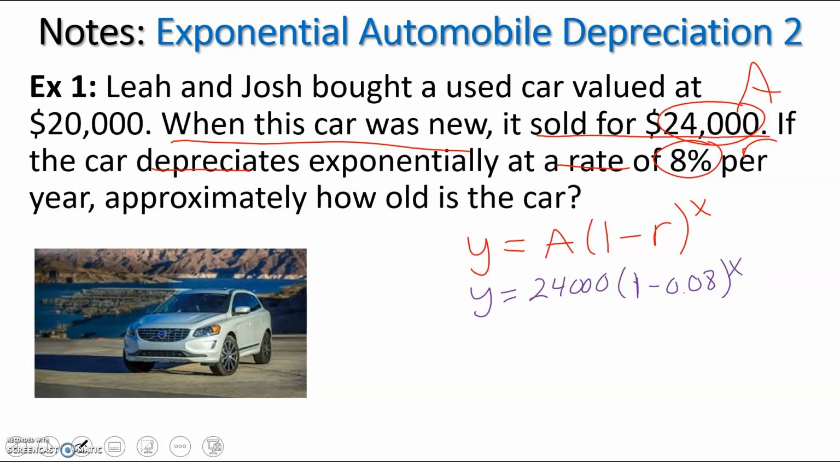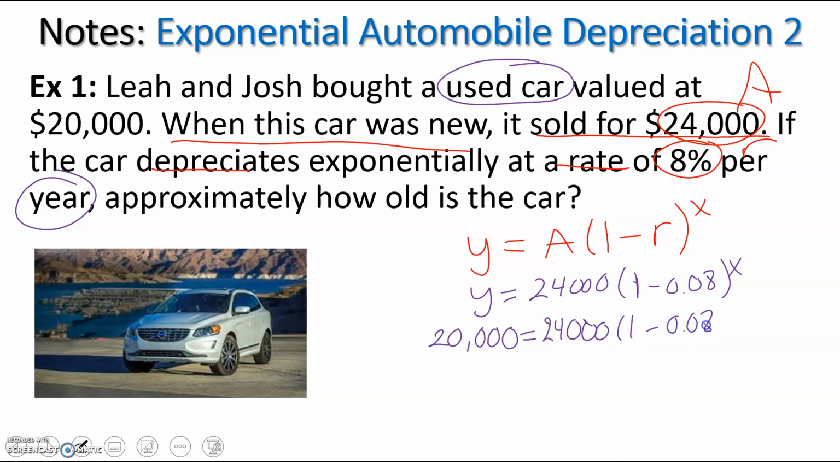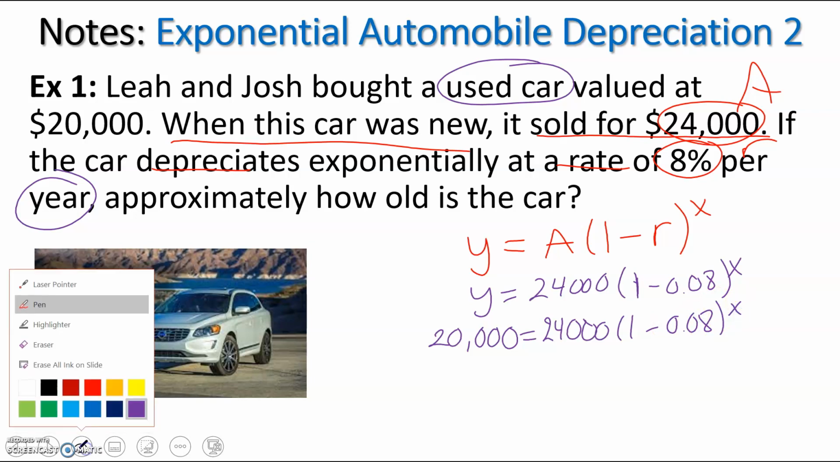Now, the question we're trying to answer here is how old was the car when Leah and Josh bought it. So basically, how many years after it was new did Leah and Josh buy it, because they bought it used? Now, we know that when they purchased the car, it was in fact $20,000. So we're going to plug that in for our value, because remember, y is value. And everything else is going to stay the same. And what we're trying to discover here is x, the time in years.